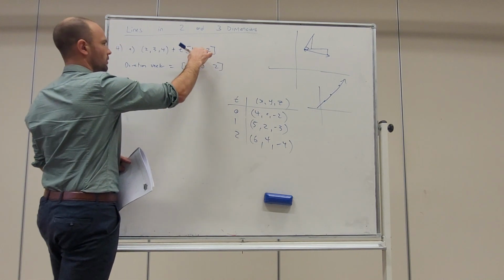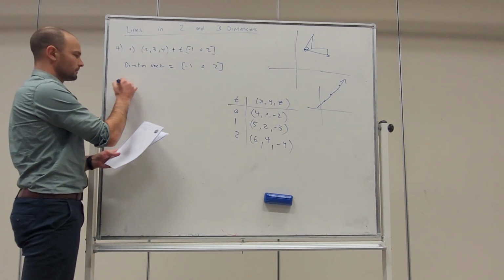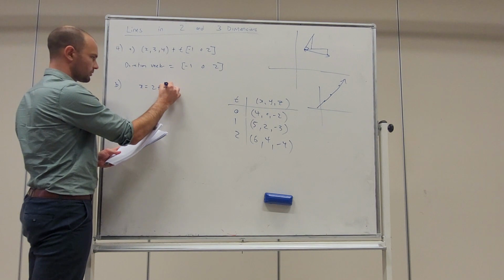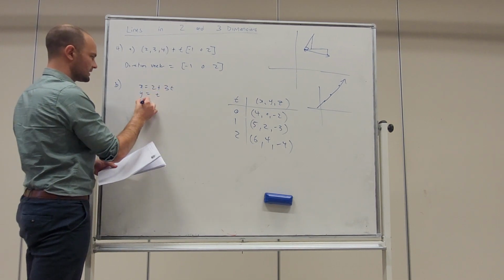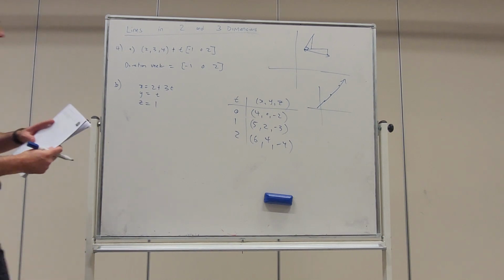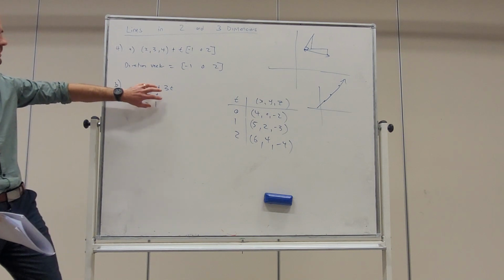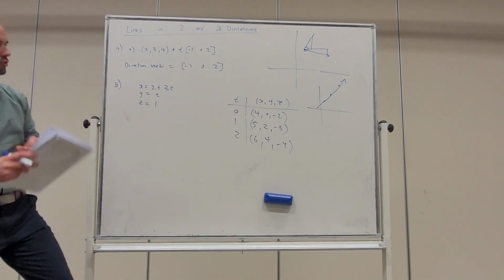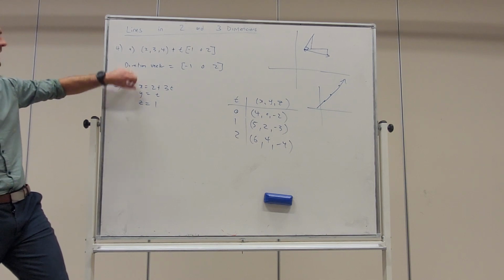Sorry, we don't normally put coordinate columns there. Okay, for B, we have x equals 2 plus 3t, y equals t, and z equals 1. So let's think about how could I move from there back to here, okay? How could I move from vector form? I really want to draw out those relationships. How could I move from vector form back to parametric form?